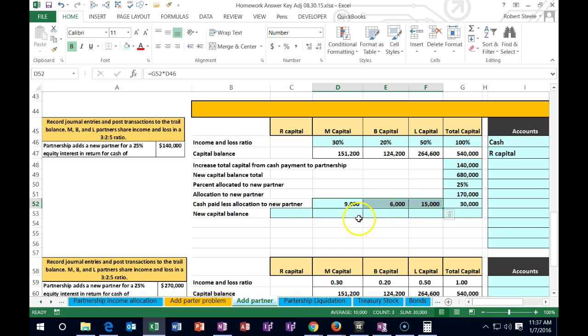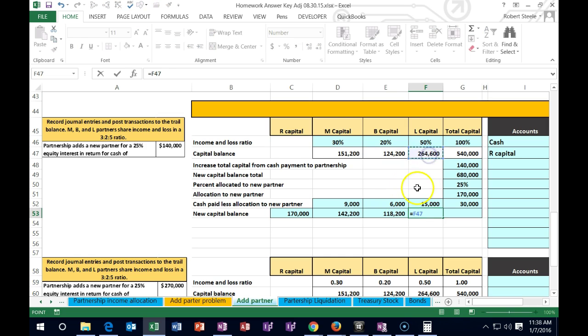So let's calculate what the new capital accounts will then be. We know that R is going to be on the books for 25%, which we said was the 170. So this is just the 170. And then M is going to be on the books for their current capital account minus the part of that 30,000 that they're going to have to eat in order to bring R in. And B's capital account is going to equal the 124.2 minus B's portion, 6,000 of that 30,000 they're going to have to eat. And then L is going to equal the original of 264.6 minus the 15,000 at the 50% that L is going to have to eat. And therefore, this is going to be our new allocation.